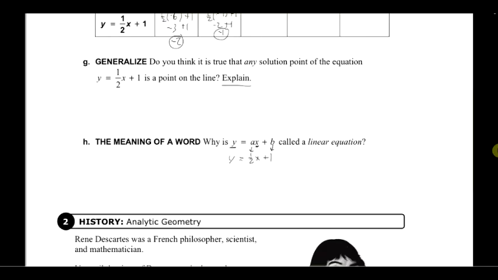So please tell me here what a means and what b means. Then lastly, why do you think it's called a linear equation? A linear equation. A line-making equation. Why do you think it's called that? And write that here. Define linear equation.